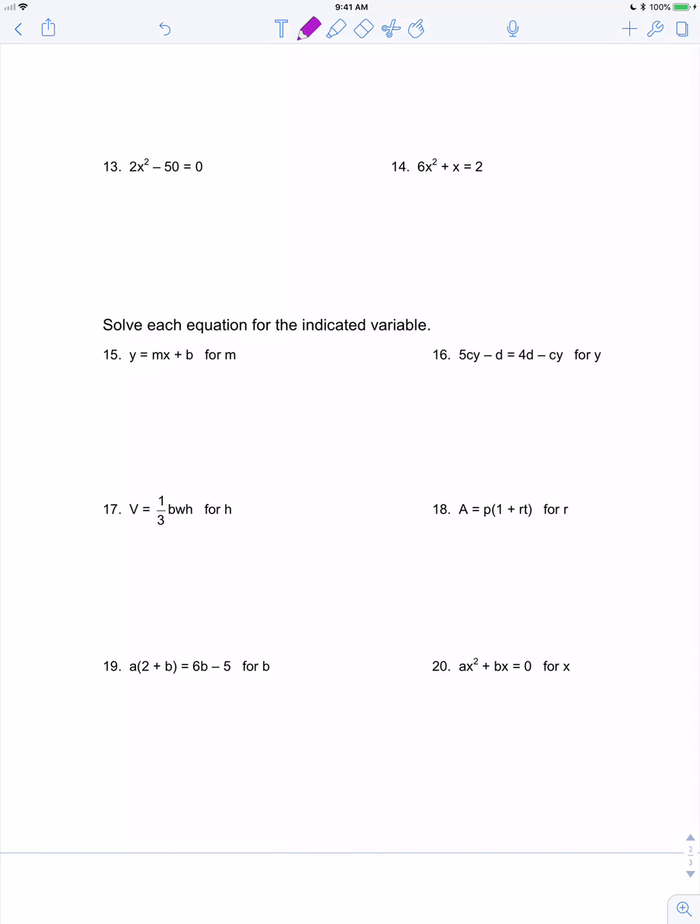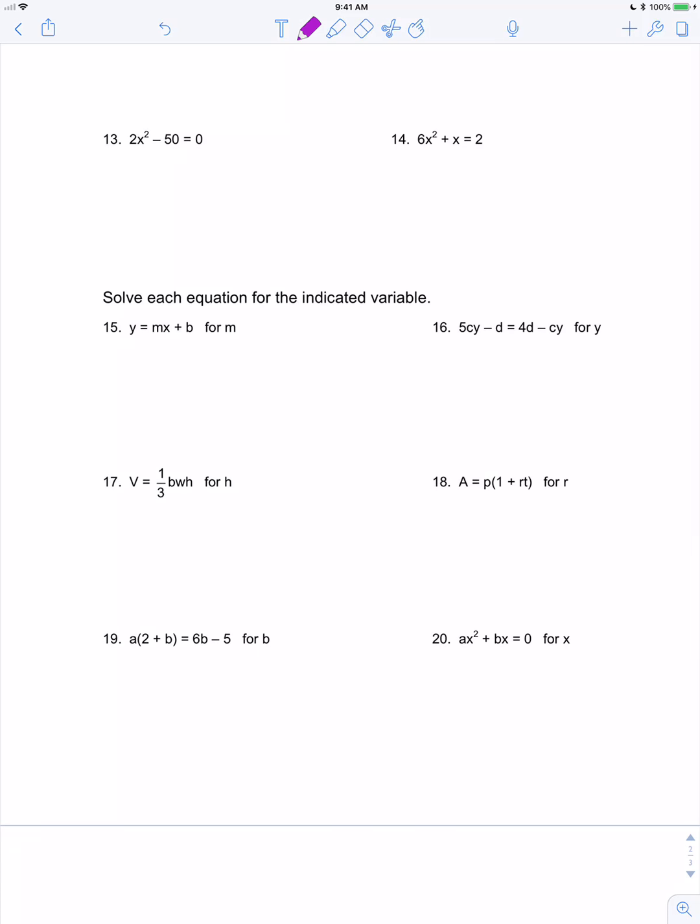Let's look at some of these solving an equation for an indicated variable. And just like how you want to isolate that variable in your other equations, you're also just going to isolate the one variable here. So it's always just the same. Whatever you're trying to get rid of on one side, it's always just the opposite function.